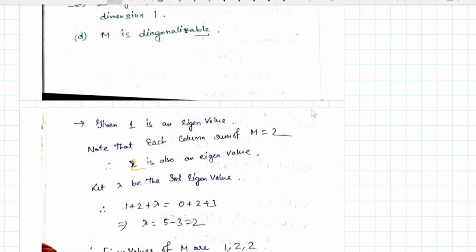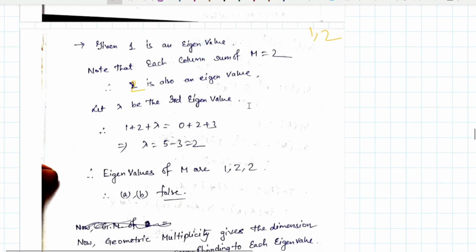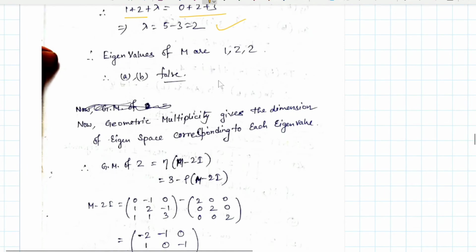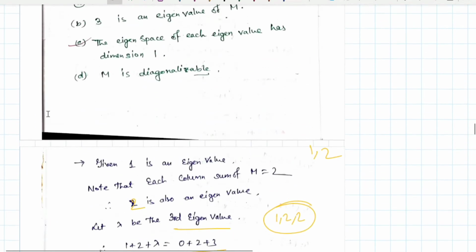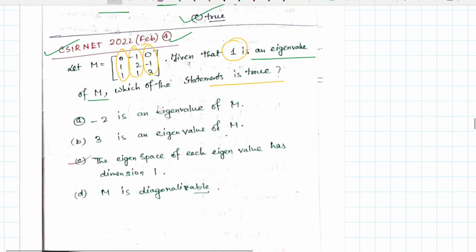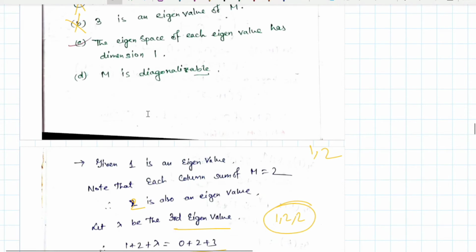So we get two eigenvalues, 1 and 2. Now, from the result that the sum of eigenvalues equals the trace, the third eigenvalue gives 2, therefore the eigenvalues are 1, 2 and 2. Therefore options A and B say that minus 2 is an eigenvalue, no, this is false, and 3 is an eigenvalue, this is also false. Now we check options C and D, whether the eigenspace of each eigenvalue has dimension 1.